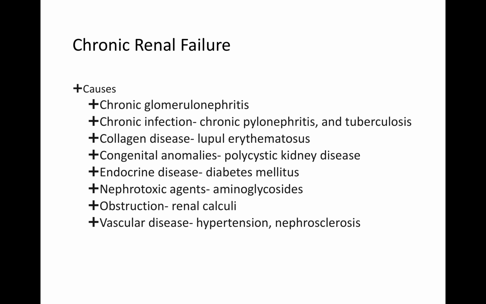Some of the causes, as you can figure out by knowing the pathology, are chronic glomerulonephritis, chronic infection, which can lead to chronic pyelonephritis and TB, and collagen disease such as lupus erythematosus, congenital anomalies such as polycystic kidney disease, endocrine diseases like diabetes. We know what those large sugar molecules are going to do to the kidney. Nephrotoxic agents such as the aminoglycosides, and we talked about that in depth for our antibiotics. That's why we have to watch renal function.